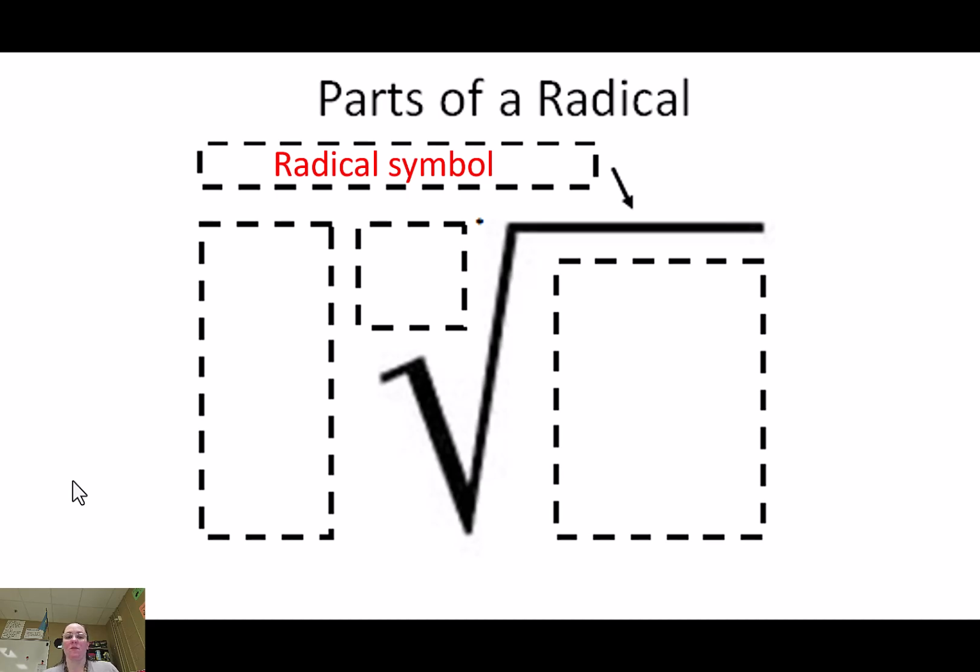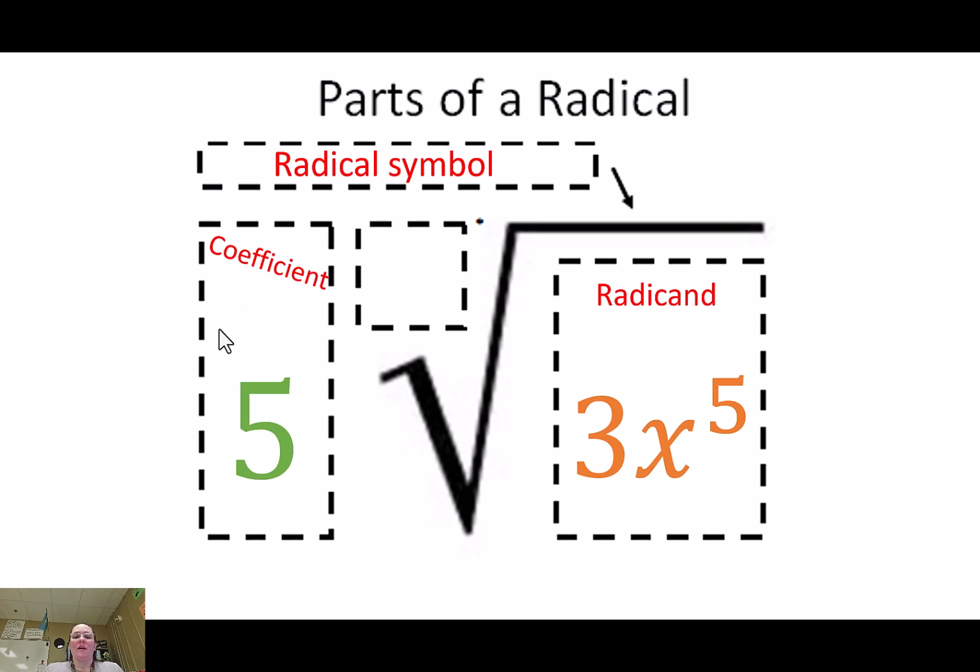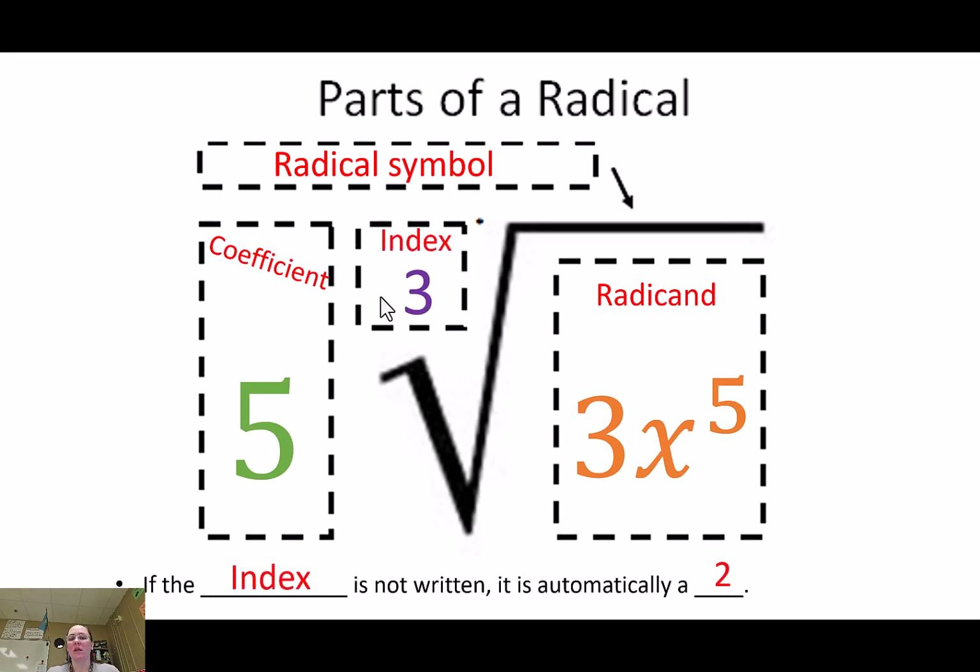So that's our radical symbol. Okay, underneath is what we call the radicand. So this is anything that's under the radical sign. Any number that's sitting in front, just like when we had variables, is called a coefficient. And then if we have a number here, that is our index. Now note, if the index is not written, we're going to automatically assume it's a 2. So these are the parts of our radical. Now again, mostly what we will be dealing with is an index of 2.